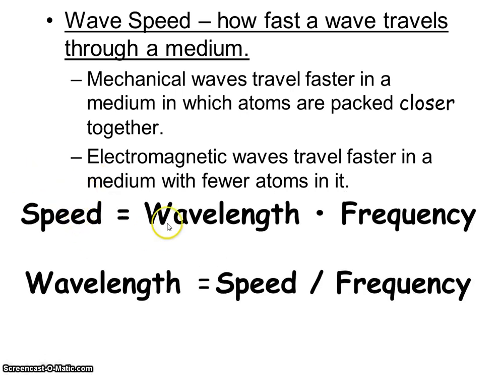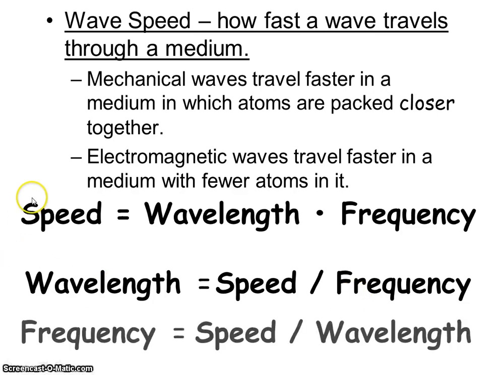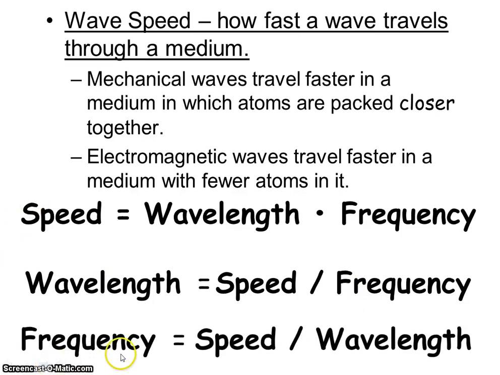So the speed of your wave is your wavelength times the frequency. Very simple. And the wavelength is your speed divided by frequency. See, wavelength and frequency very much so related. And the frequency of your wave is speed divided by wavelength. All these are related to each other. Very related.